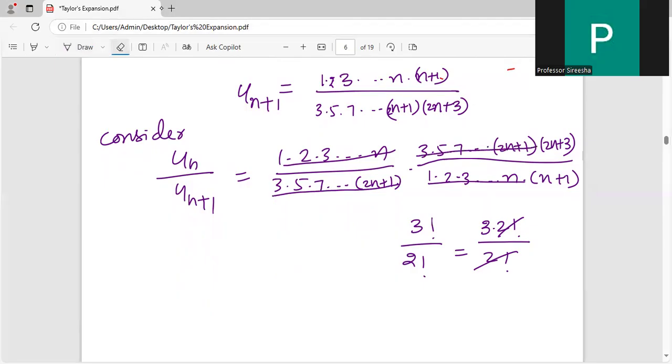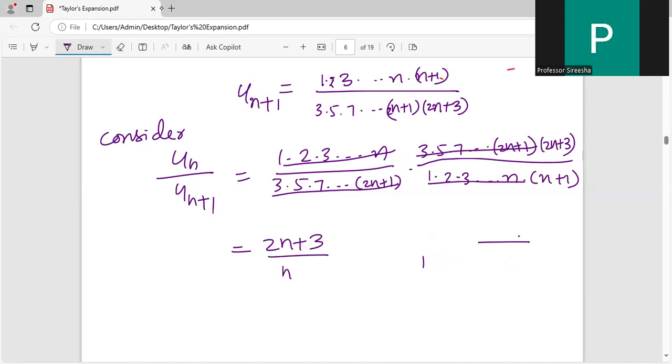So I'll be having things like this, that's what? 2n plus 3 by n plus 1. What am I supposed to be doing according to the test? I'm supposed to be applying the nth term by the n plus 1 term ratio.